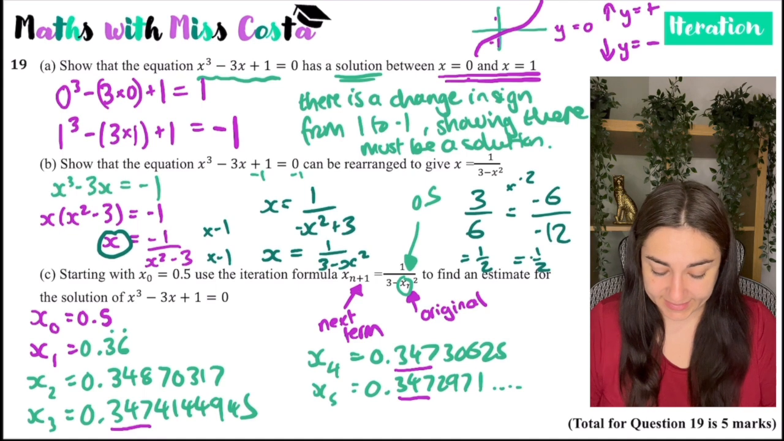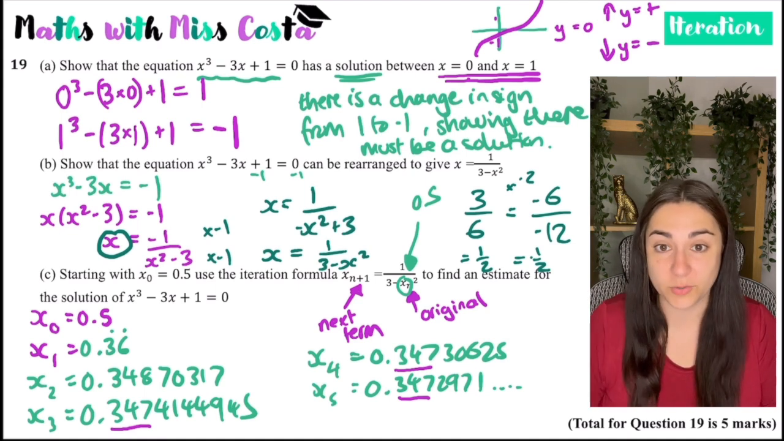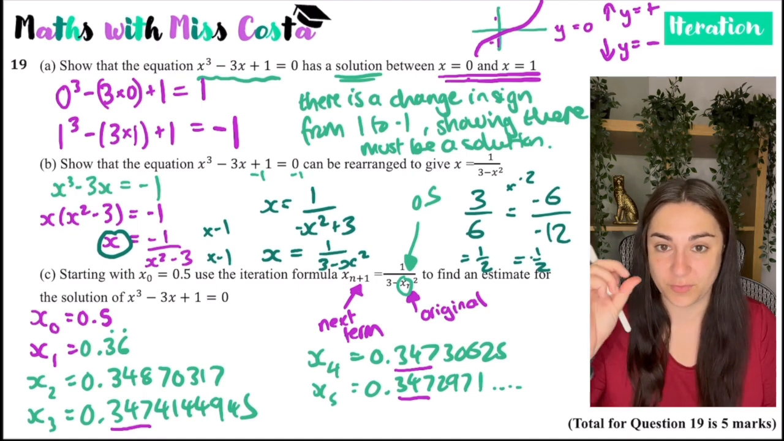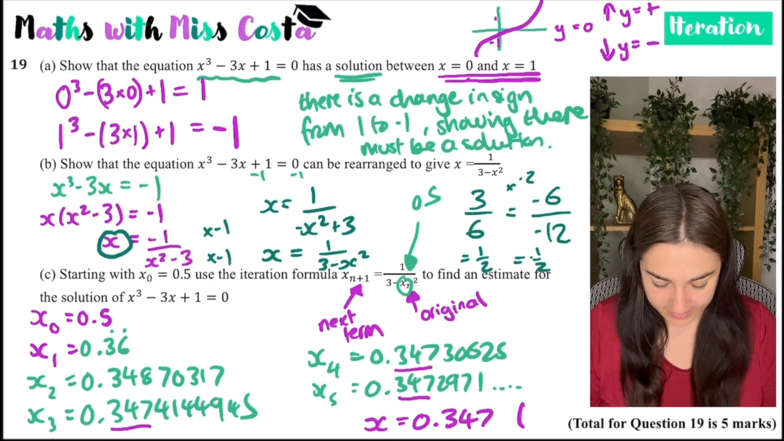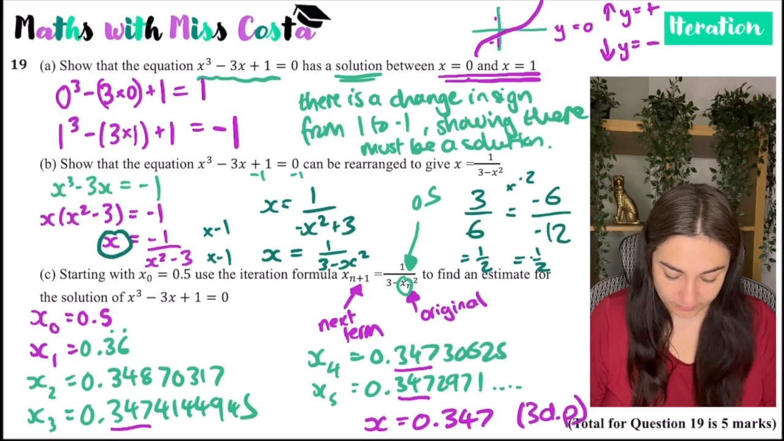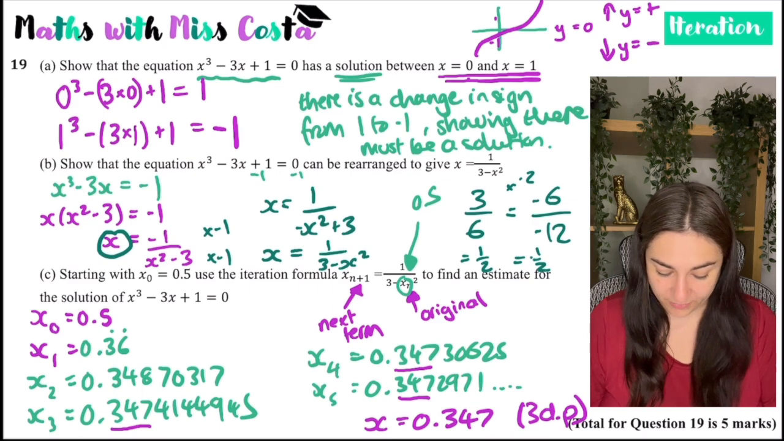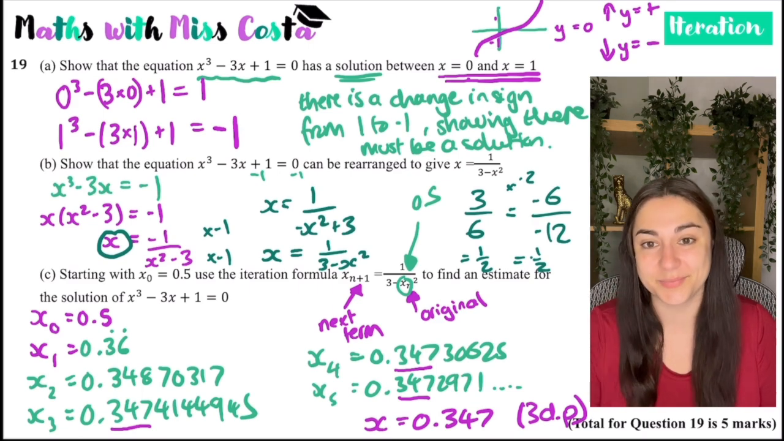So in this case, it hasn't told you to use the iteration formula twice. So you just keep going until you find that pattern. So you're going to say x is 0.347, and that is to 3 decimal places. Because to 3 decimal places, for all of these values, it rounds to 0.347.